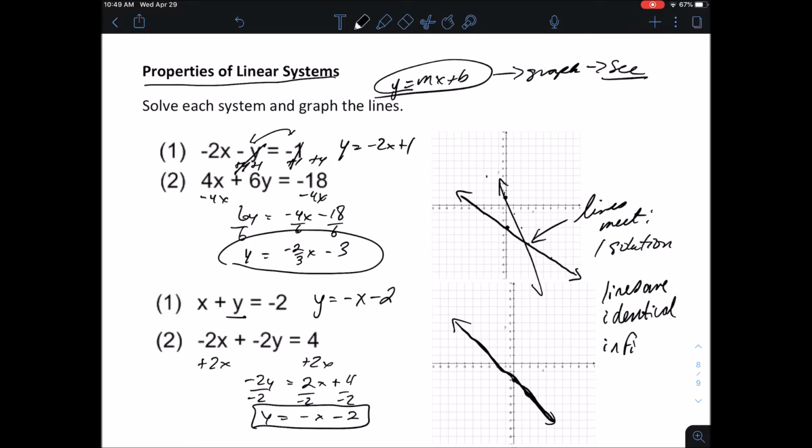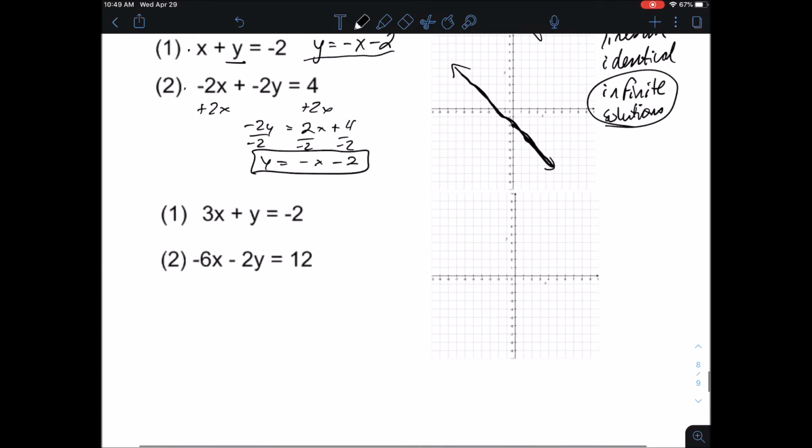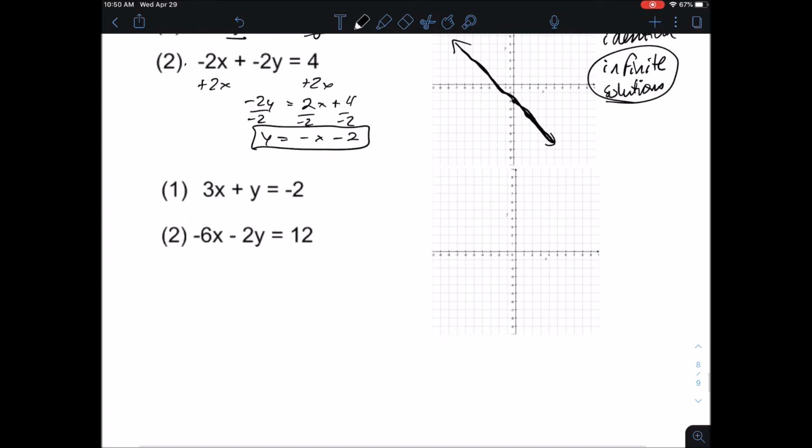So when the two lines are the same, we say that there are infinite solutions, because every point on the line is in common, versus here in the first one there was only one point that was in common. So we can have infinite solutions when the lines are the same, and I have to get them into y equals mx plus b to see that they're the same, because I would look at these and maybe not immediately see that.